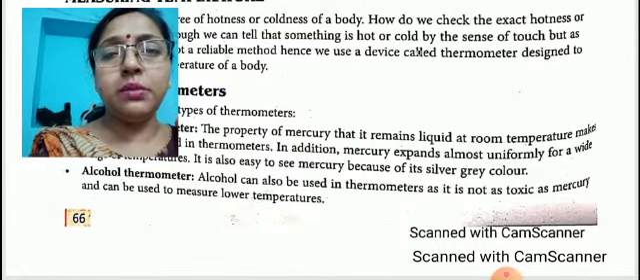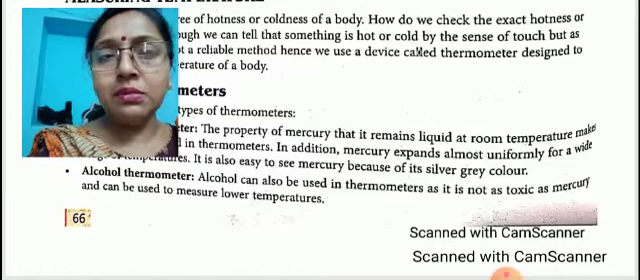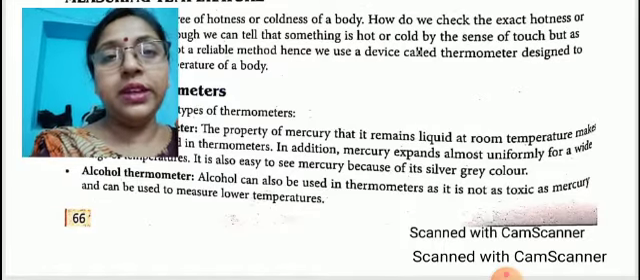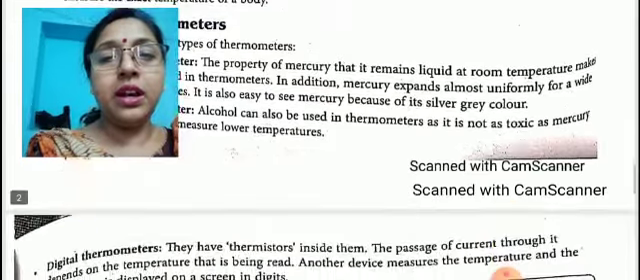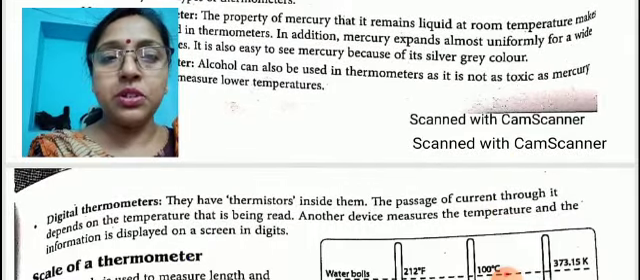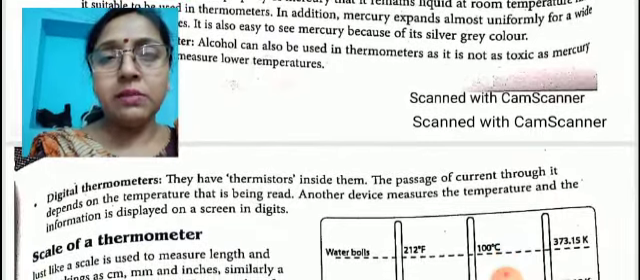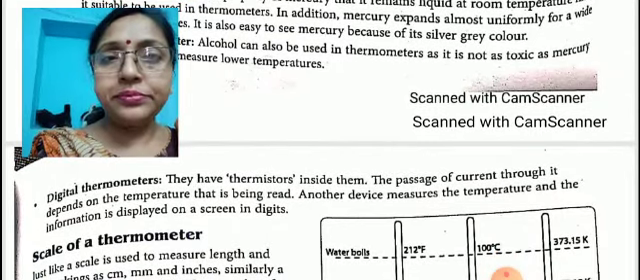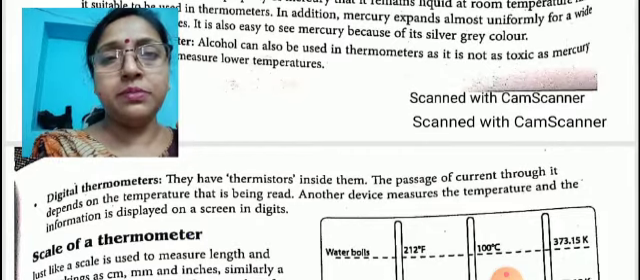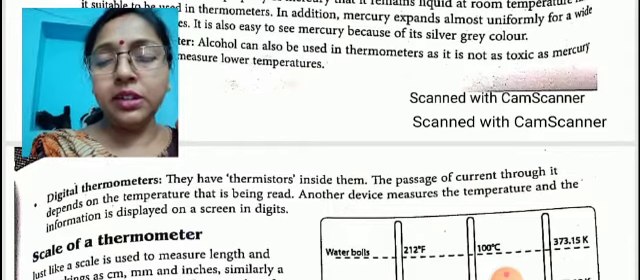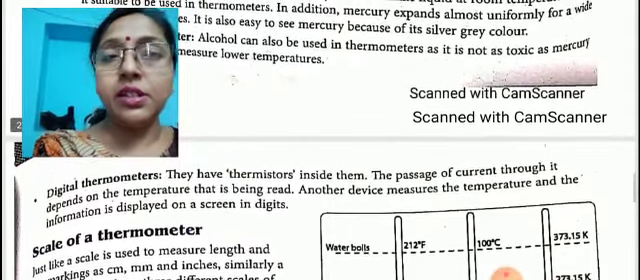So these two thermometers contain a liquid, that is, mercury and alcohol. Mercury thermometers are of two types, clinical and laboratory thermometers. Now, nowadays we have the digital thermometer. Since mercury is poisonous and alcohol also cannot measure the lowest temperatures, in place of the clinical thermometer nowadays we have the digital thermometer.